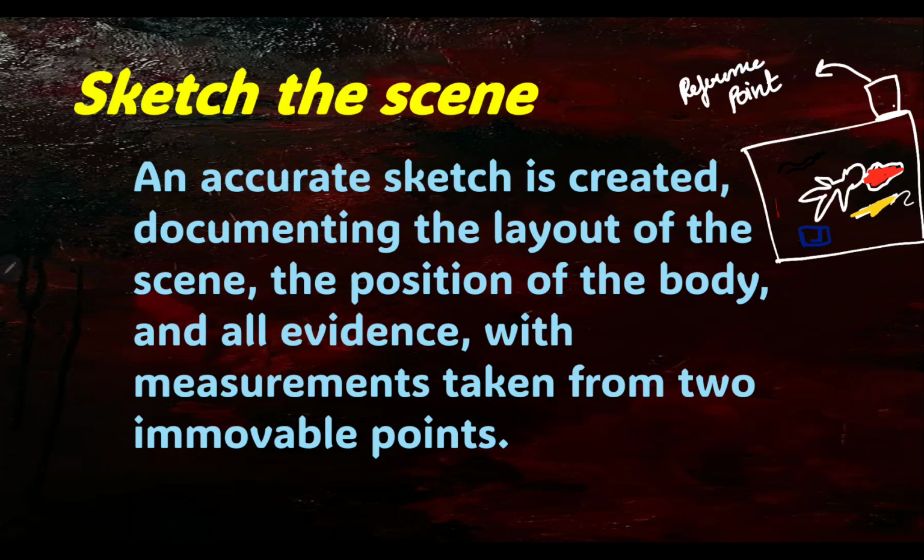Then they will mark each evidence. The first evidence will of course be the body, the second priority will be the blood, then the weapon, then the hair trace evidence as 4, and then this wallet as the 5th evidence. Then this is an immovable point, the reference point, and they will take the measurement from here to here, then from here to here, and then from here to the wallet. So this is the sketching of the scene. I hope you have understood with this diagram.